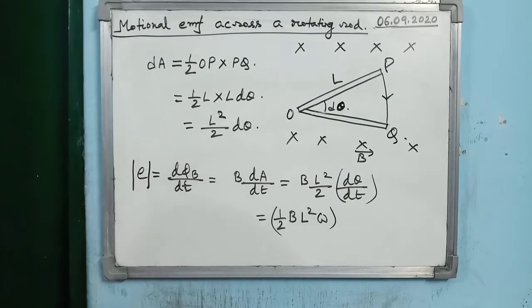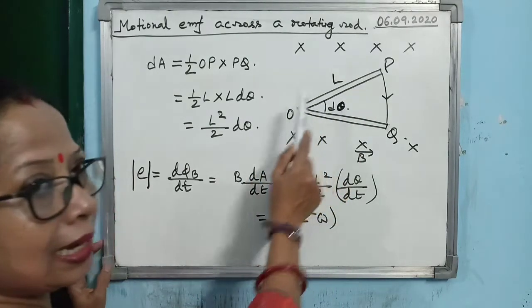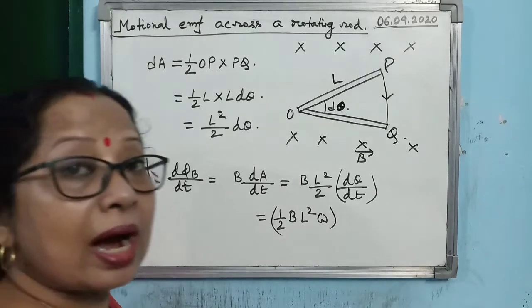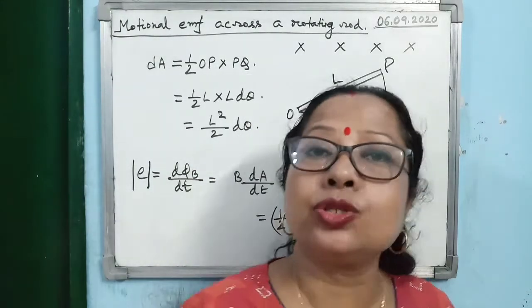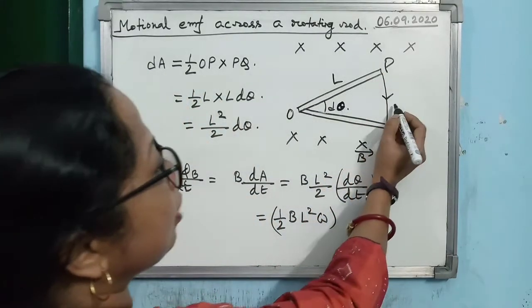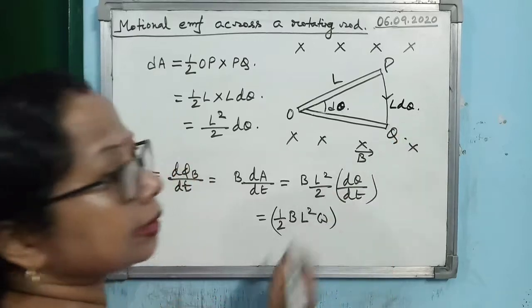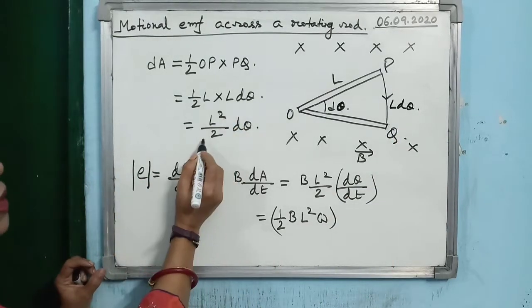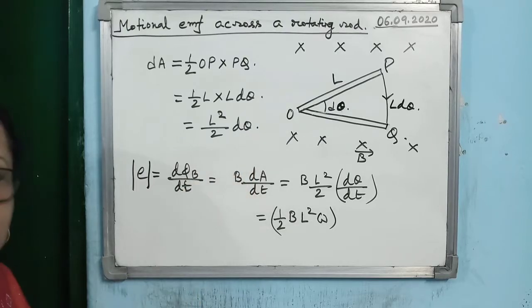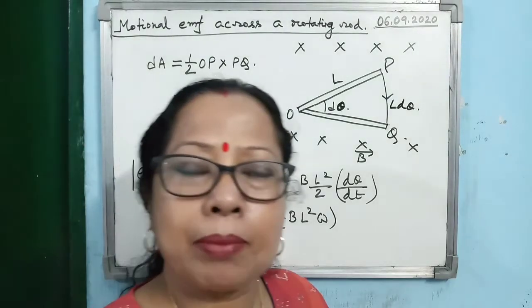What will be the area of the triangle OPQ? Half OP into PQ. Now, OP is L, and if you apply the concept that arc S is equal to radius into angle, S equals R theta, one can write PQ is equal to L d theta. So if I substitute, the area is L square by 2 d theta. Here I have considered only the magnitude.